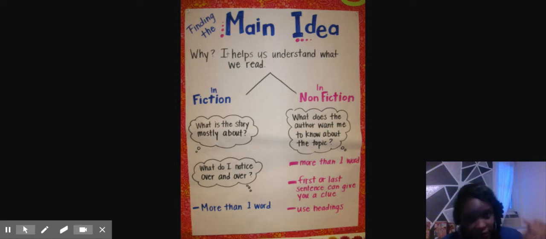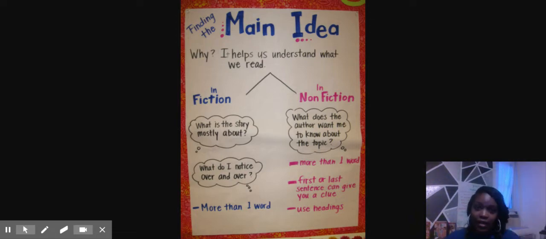You can find it again in the beginning of the story. It will not always be the first sentence, but it will be in the beginning of the story, because that's your hook, that's your introduction, and that's where you'll find your topic. More than one word. The first or last sentence can give you a clue. So the beginning of the text and the end of the text, just like in RACES, you use your topic sentence and you sum it up, connecting your last sentence, your summary, your closing sentence, to your topic sentence.